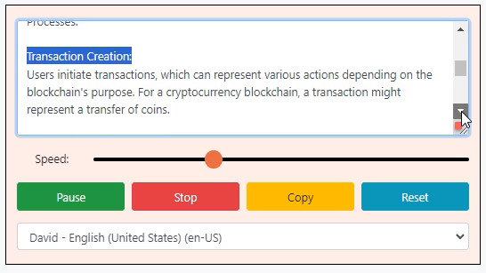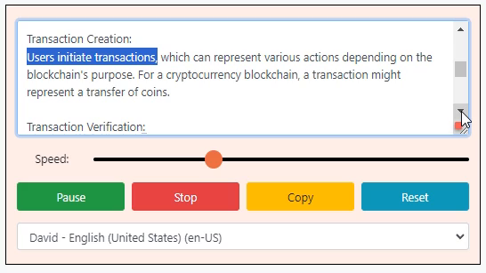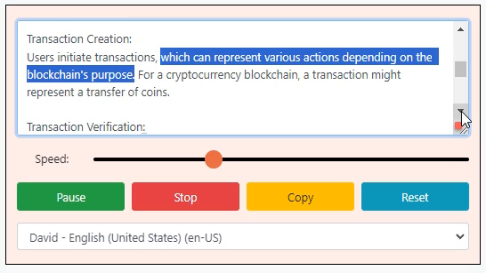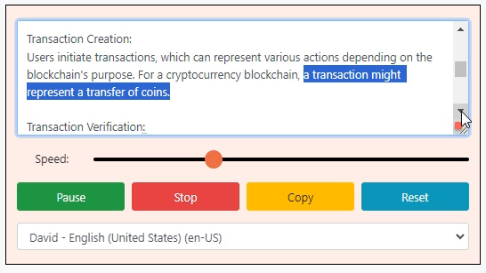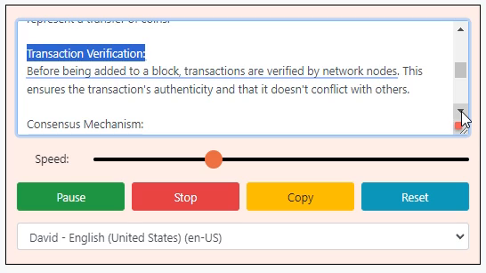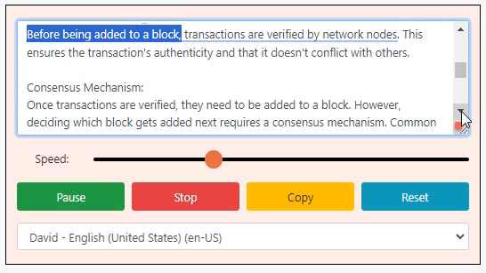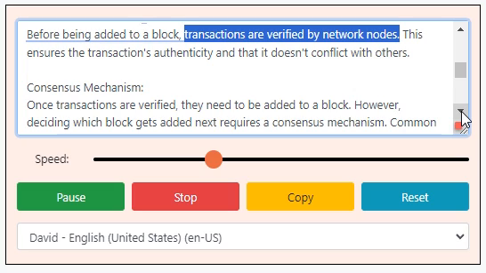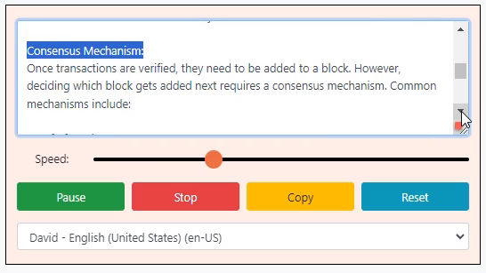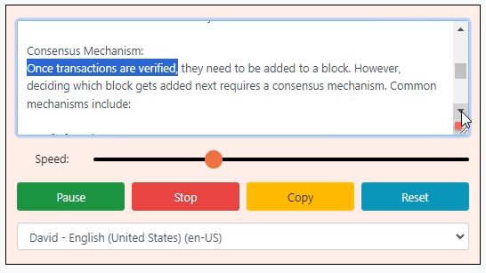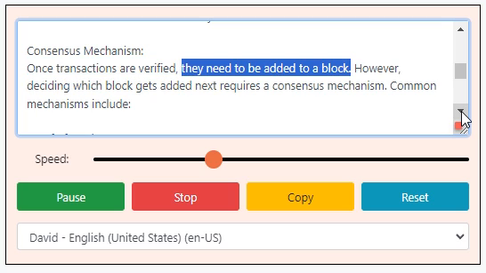Processes. Transaction creation. Users initiate transactions, which can represent various actions depending on the blockchain's purpose. For a cryptocurrency blockchain, a transaction might represent a transfer of coins. Transaction verification. Before being added to a block, transactions are verified by network nodes. This ensures the transaction's authenticity and that it doesn't conflict with others. Consensus mechanism. Once transactions are verified, they need to be added to a block.